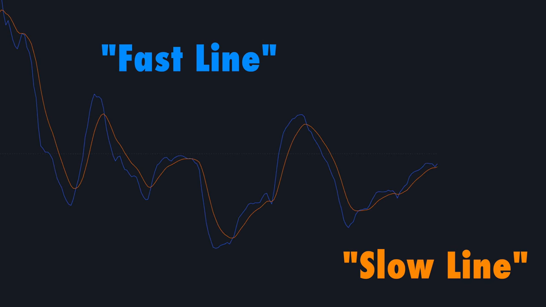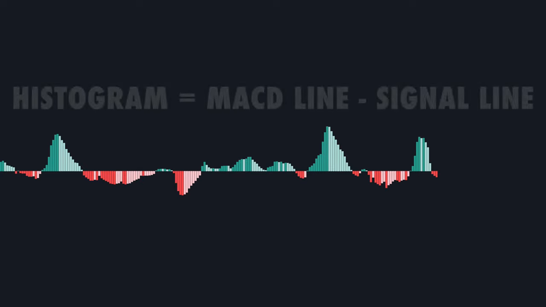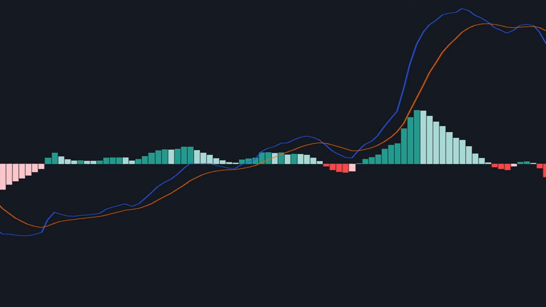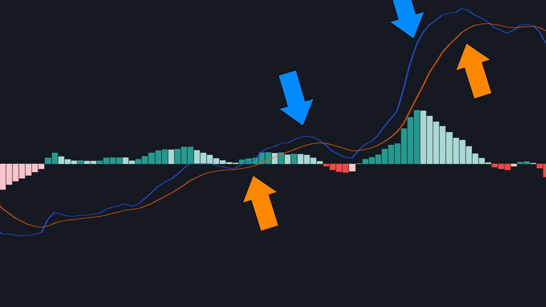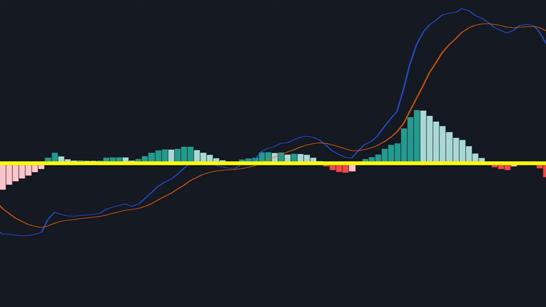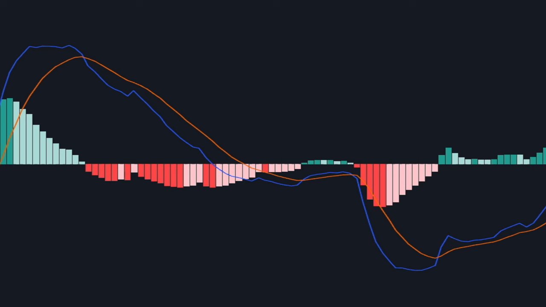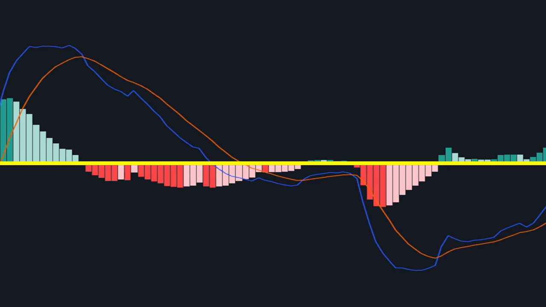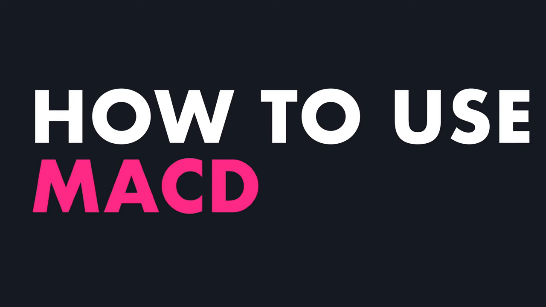Now, once the fast and slow lines are obtained, we can calculate the histogram. The histogram is a bar chart that represents the difference between the fast line and the slow signal line. It visually illustrates the convergence or divergence between the two lines. When the fast line is above the slow signal line, the histogram is above the zero line, indicating bullish momentum. Conversely, when the fast MACD line is below the slow signal line, the histogram is below the zero line, indicating bearish momentum.